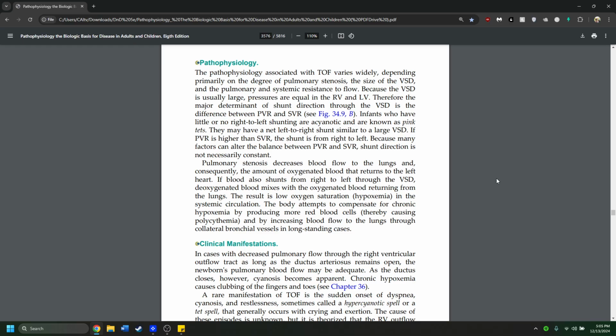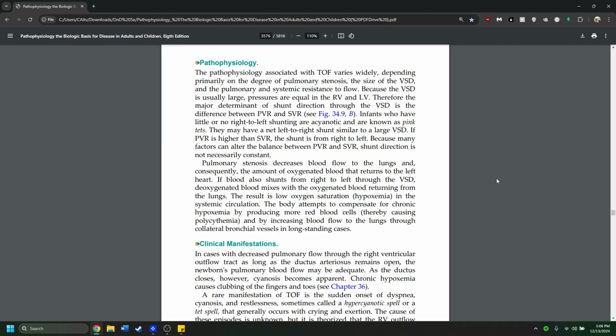Infants who have little or no right-to-left shunting are acyanotic and are known as pink tets. They have a net left-to-right shunt similar to a large VSD. If PVR is higher than SVR, the shunt is from right to left. Because many factors can alter the balance between PVR and SVR, shunt direction is not necessarily constant.